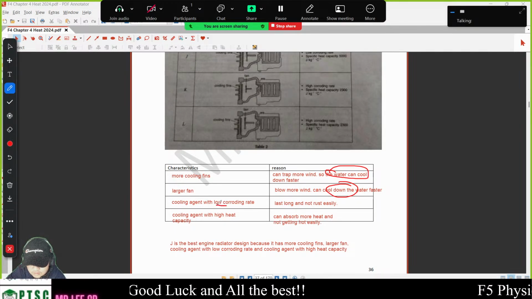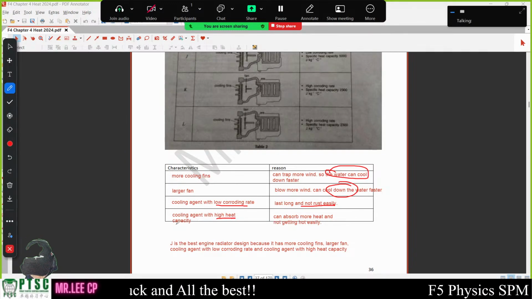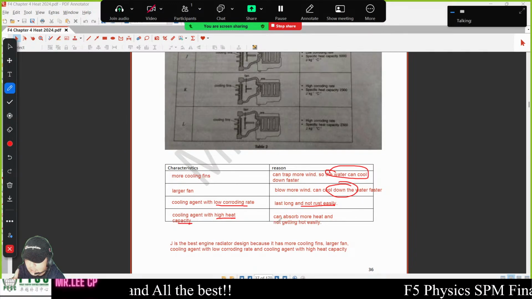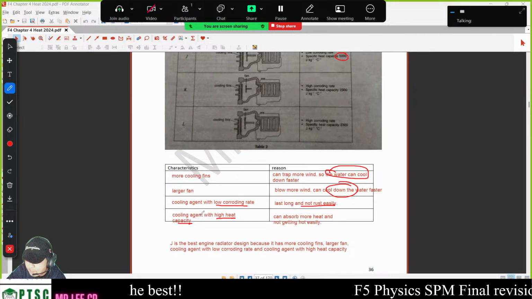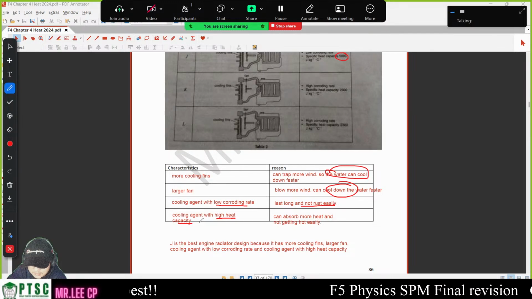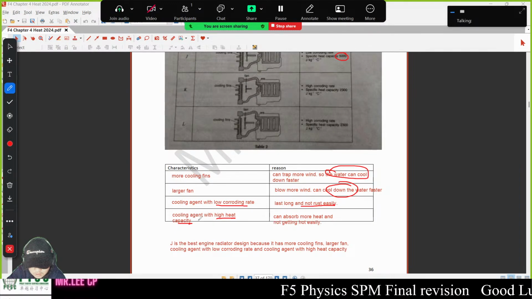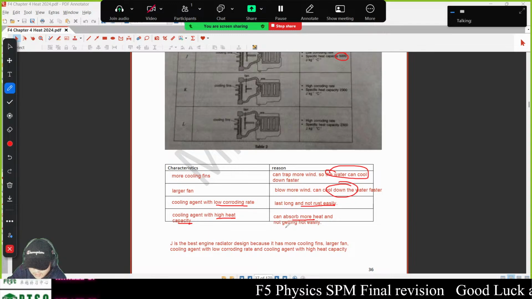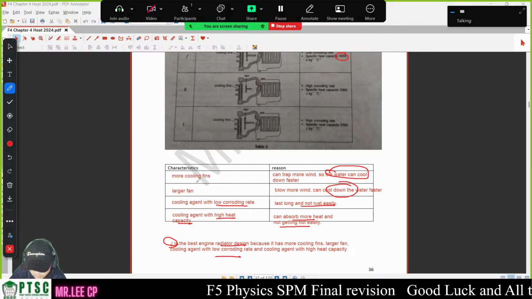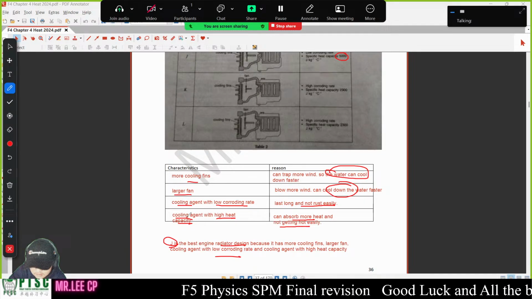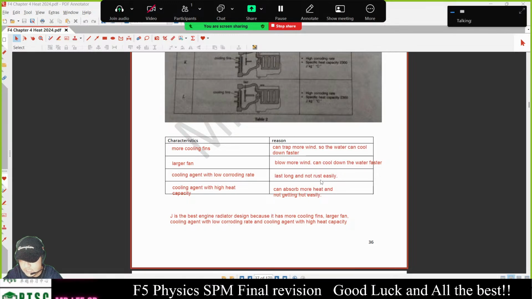So, low corroding rate, not rust easily. High heat capacity. Please remember don't write the heat capacity is 5,000. No. Just write high only. So can absorb more heat and not get hot easily. So answer J. Right, so this one will give you 10 marks. If it really comes up, then you should be very, very happy. Easy to answer.